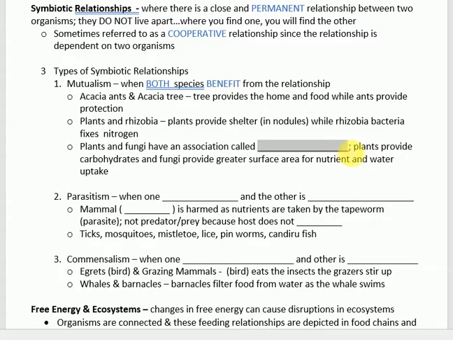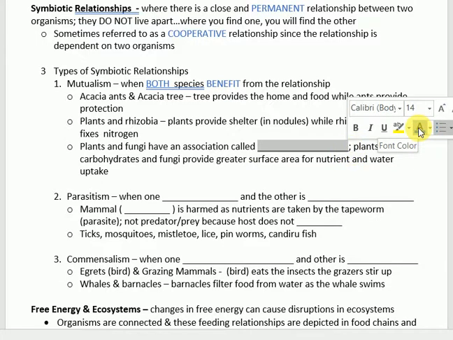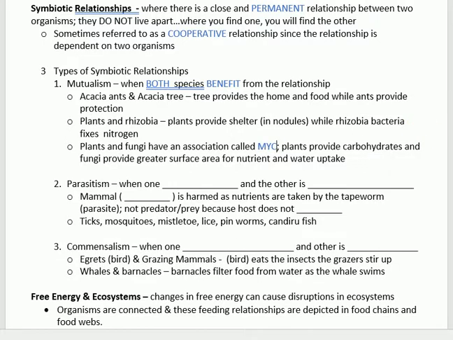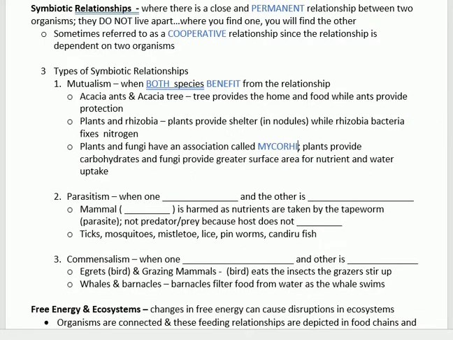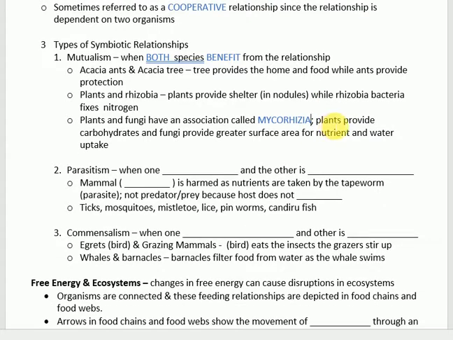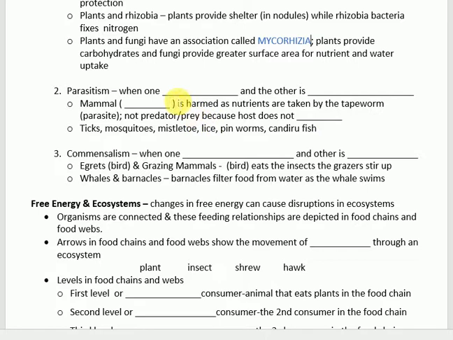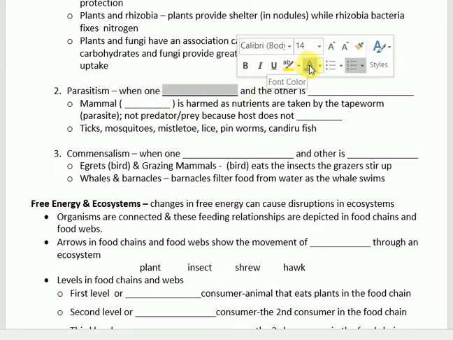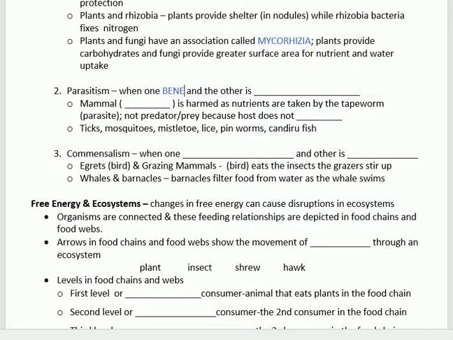Then we have plants and fungi that have an association that is called mycorrhizae. And this is where the plants provide the carbs and the fungus provide a greater surface area for nutrient and water uptake. The next type of symbiotic relationship is called parasitism. And this is when one species benefits and the other is going to be harmed.